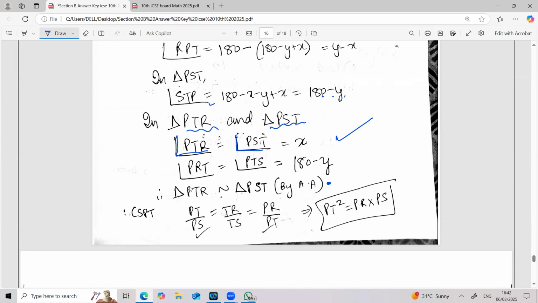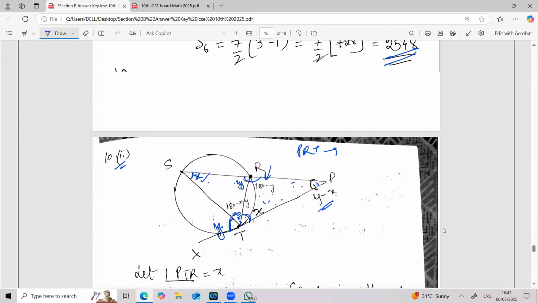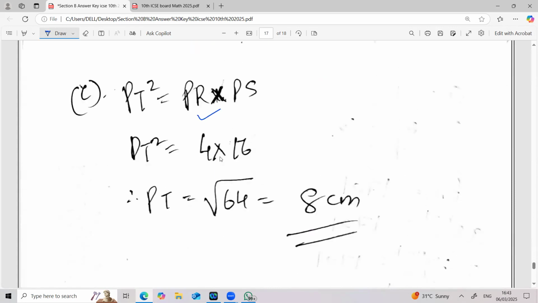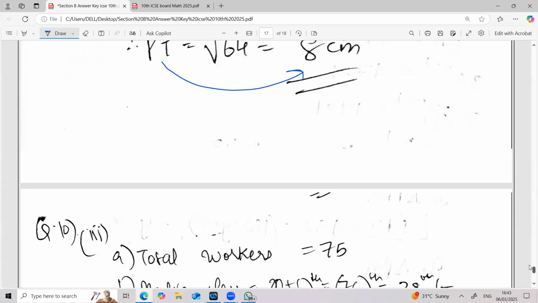Now we will carefully write the sides in proportion. Okay, PT by PS is equal to TR by ST is equal to first and last. That means PR by PT. So I took these two ratios, cross multiplied, and I ended up getting PT square is equal to PR into PS. So square on the tangent anyway is equal to part outside into the full secant. Okay. Apply that theorem, substitute, you'll get the length of the tangent as 8 centimeters.